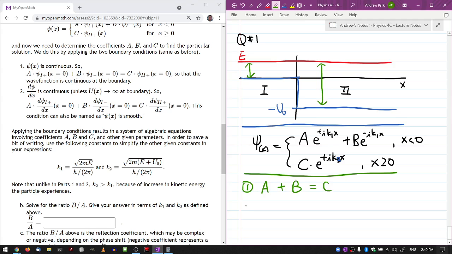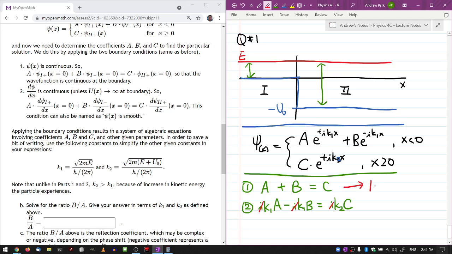Boundary condition number 2, the continuity of the derivative. Oh, this is going to look identical to part 1, so let me just finish writing it down. ik1a minus ik1b is equal to ik2c. And again, the i's cancel out because it's in every term, and I can simplify both of them this way.